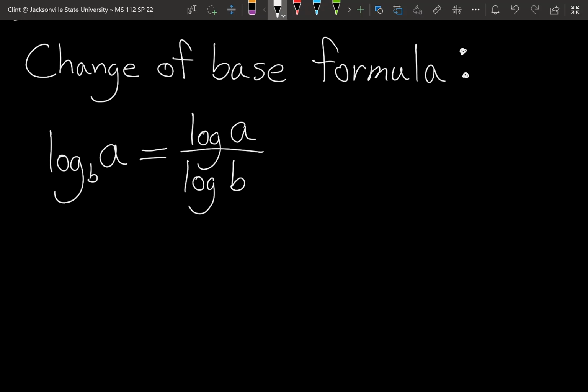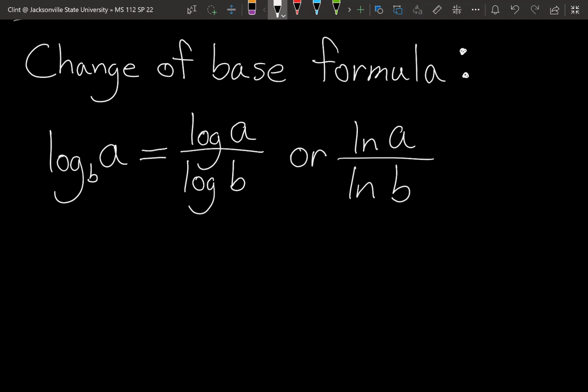The other really useful one would be to write natural log of a over natural log of b. But you could use any base. So it's the log of whatever's inside the logarithm over the log of the base. And then it changes it to our new base.